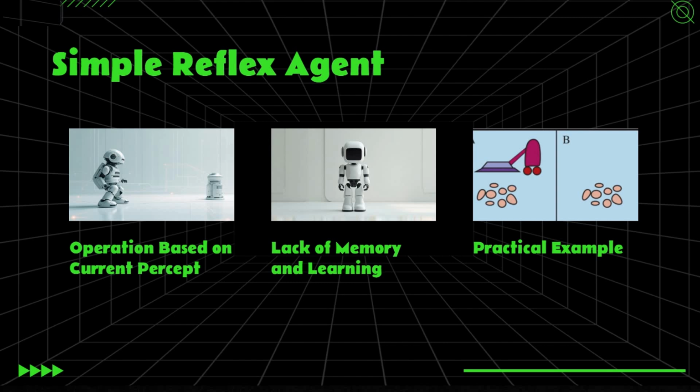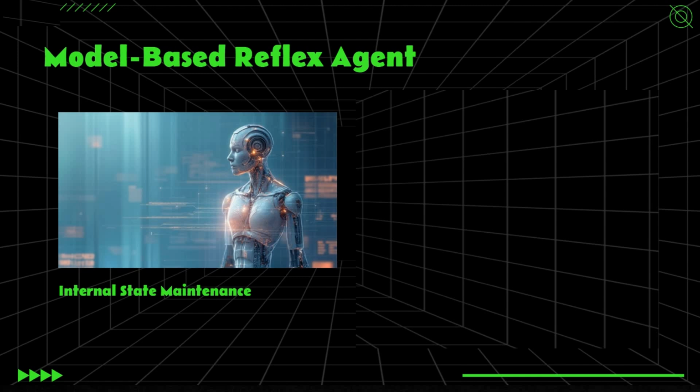Okay, so let's move on to the second agent, which is the model-based reflex agent. A model-based reflex agent is not like the simple one that we saw before. This one is not gonna just react, it's gonna remember as well. It has an internal state, like a little memory that stores what it saw before. And why is that useful? Because sometimes it cannot see everything right now.